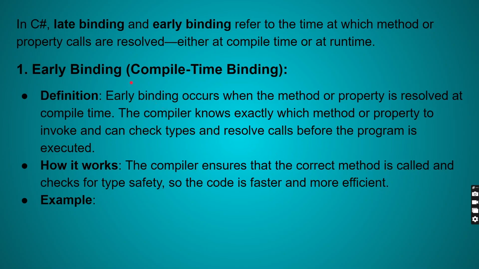Early binding is a compile time binding. The definition: early binding occurs when the method or property is resolved at compile time. The compiler knows exactly which method or property to invoke and can check types and resolve calls before the program is executed. How it works: the compiler ensures that the correct method is called and checks for type safety, so the code is faster and more efficient. Now we will see that in an example.